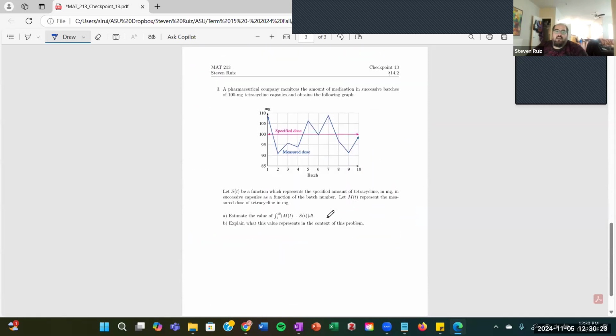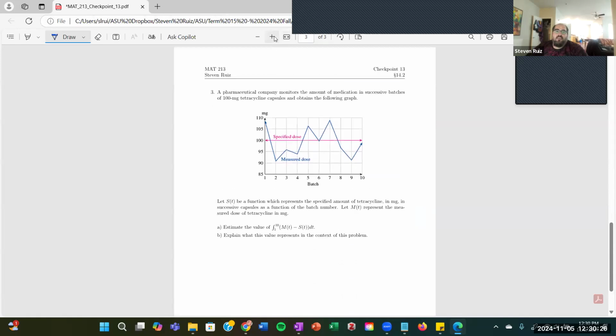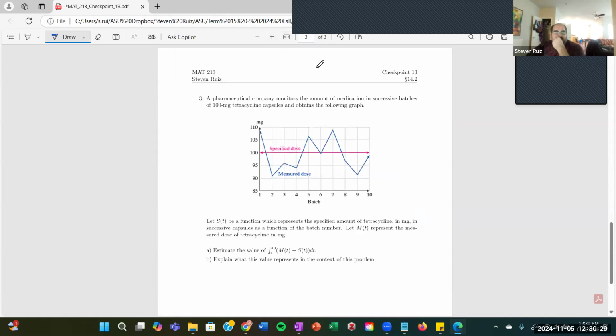All right, finally, a pharmaceutical company monitors the amount of medication in successive batches of 100 milligram tetracycline capsules and obtains the following graph. Okay, so 10 batches of this medication. Let S of t be a function which represents the specified amount of tetracycline. So that's a constant function. What's specified, basically what the capsule says on it, or what it's supposed to have in it, is 100 milligrams of the medication. And M is what the measurement actually says is in there.